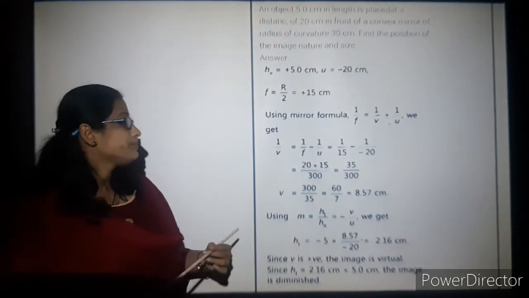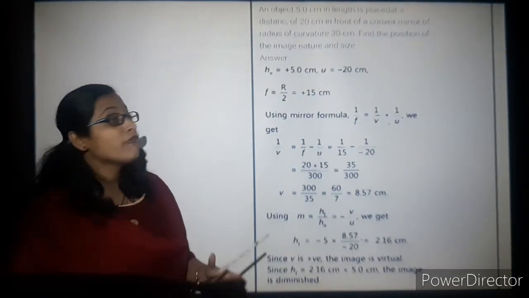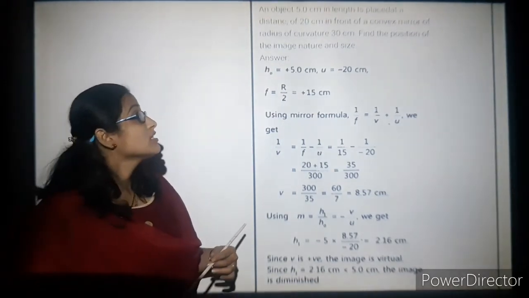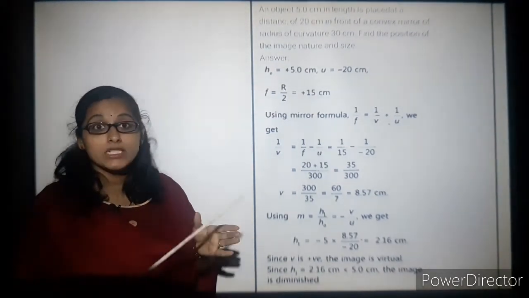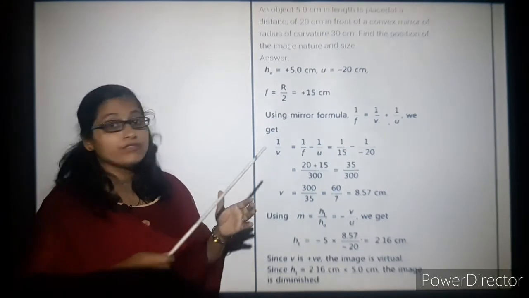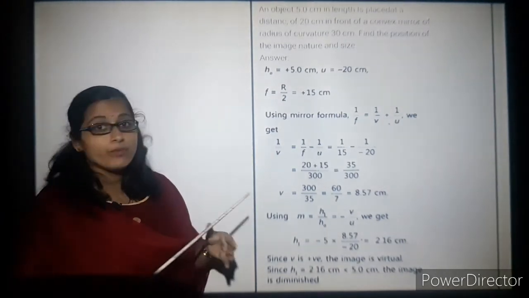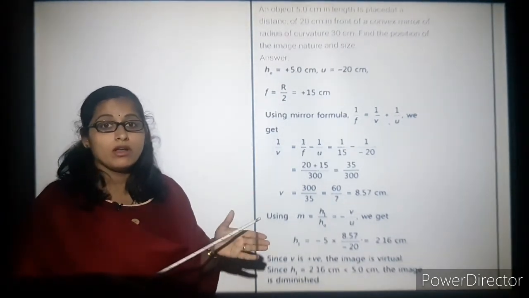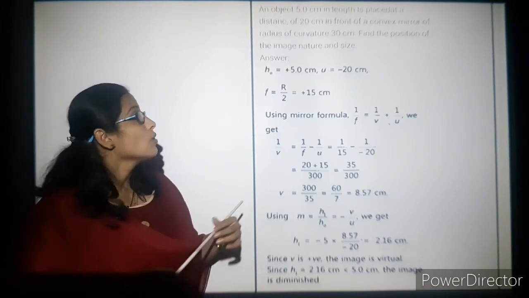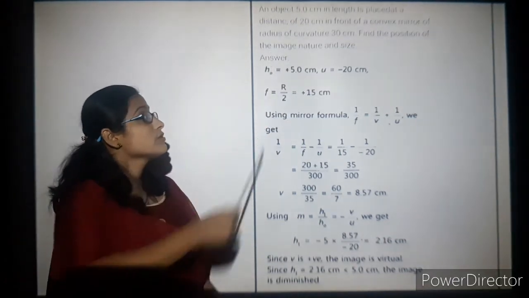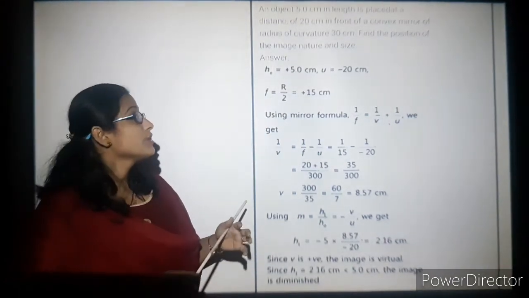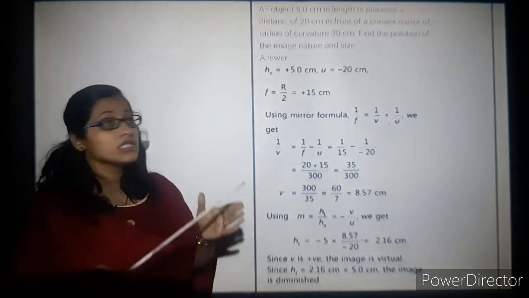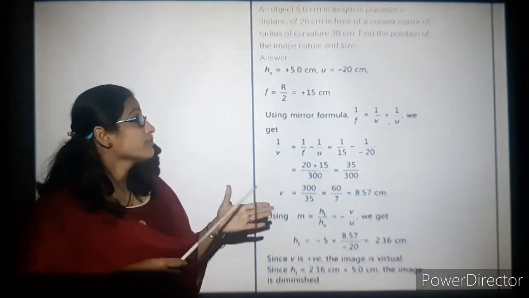So next, an object 5 centimeter in length is placed at a distance of 20 centimeters in front of the convex mirror. So convex, always put the mirror formula with a positive sign. The radius of curvature is 30 centimeters. What do you need to find here? It is the position, nature and size of the image.